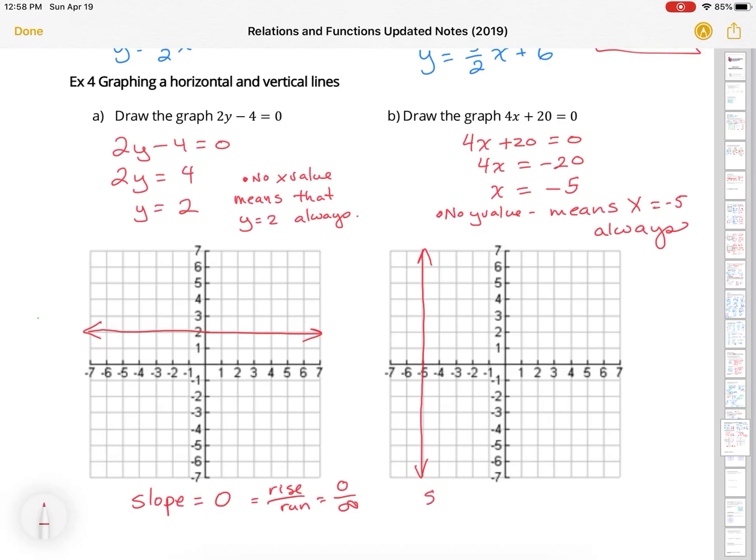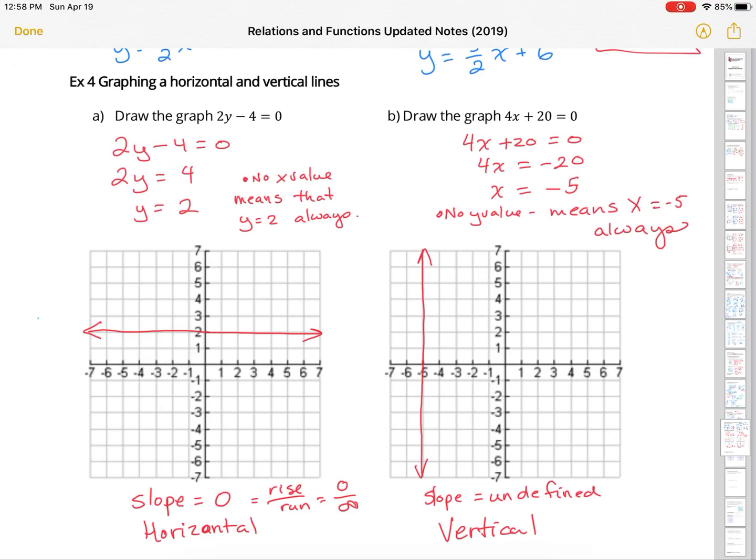So the slope, we say in this case, is undefined because you're dividing by 0, right? So this is for a vertical line, and this is for a horizontal line. Horizontal line, okay? So just take a look.